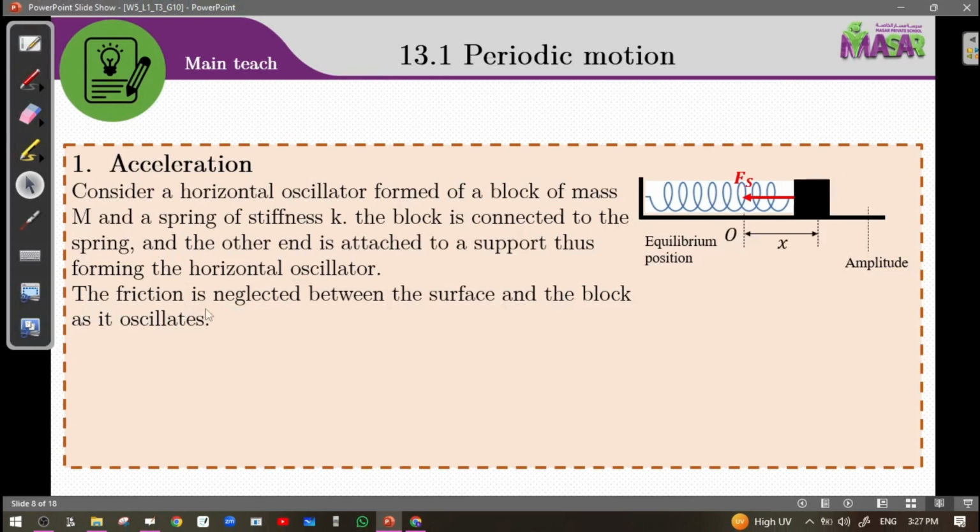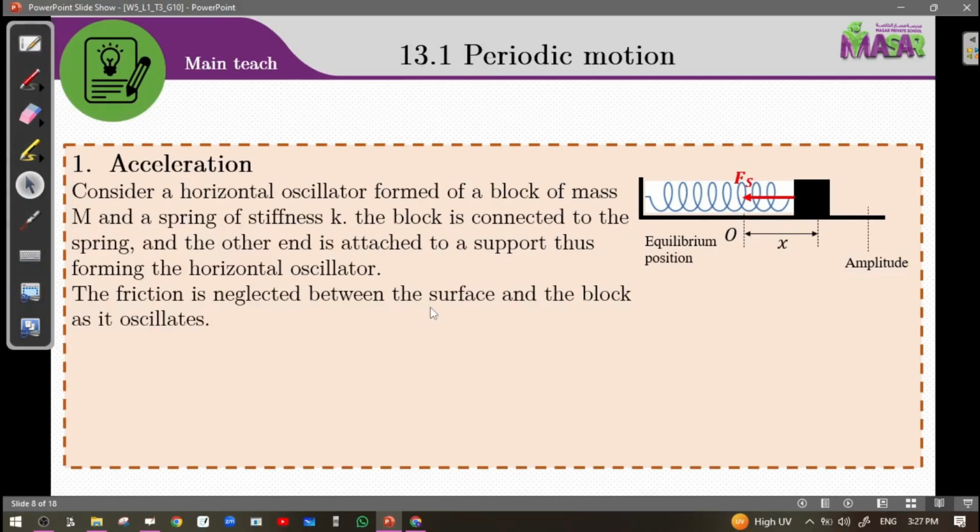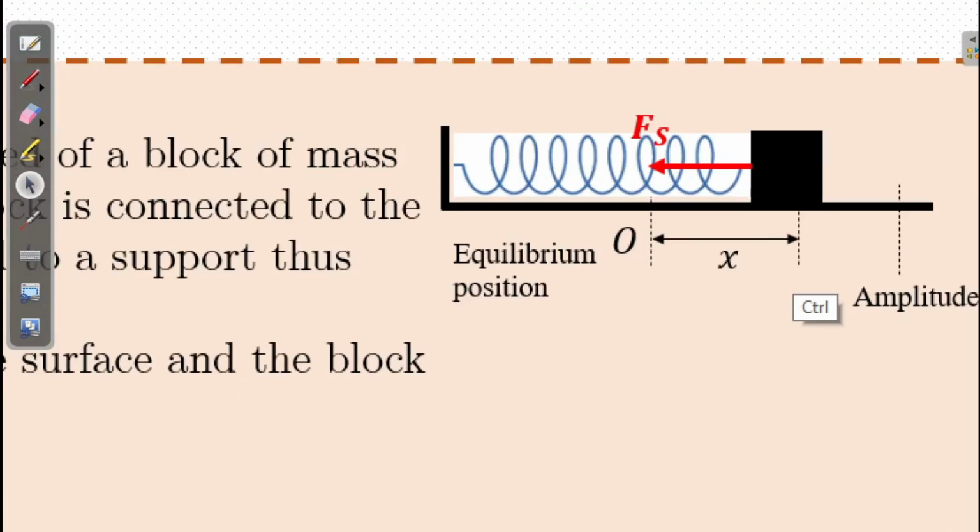The friction is neglected, so we are going to neglect the friction between the surface and the object during the oscillatory motion. There is no friction here. Now, in order to study the acceleration, first we need to determine the forces acting on the system. As we can see here, we shifted the object from the equilibrium position to the right by the distance x. So x here represents the displacement.